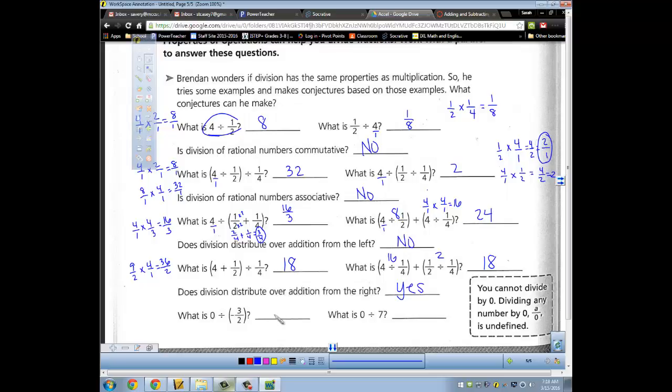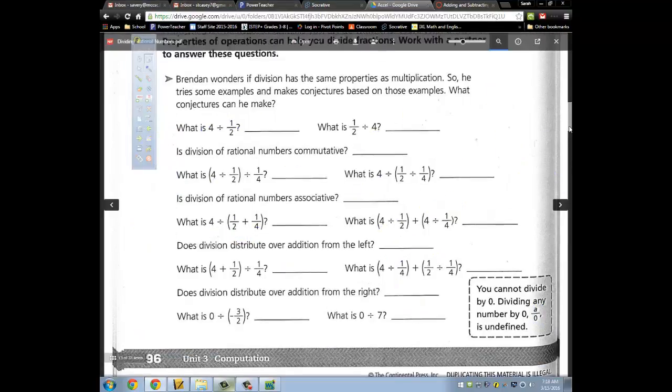What is 0 divided by -3/2? Well, that's 0. 0 divided by anything is 0. So 0 divided by 7, 0. So you can do 0 divided by something. You cannot do this. You cannot do something divided by 0. So the 0 has to come first. Okay, next page.